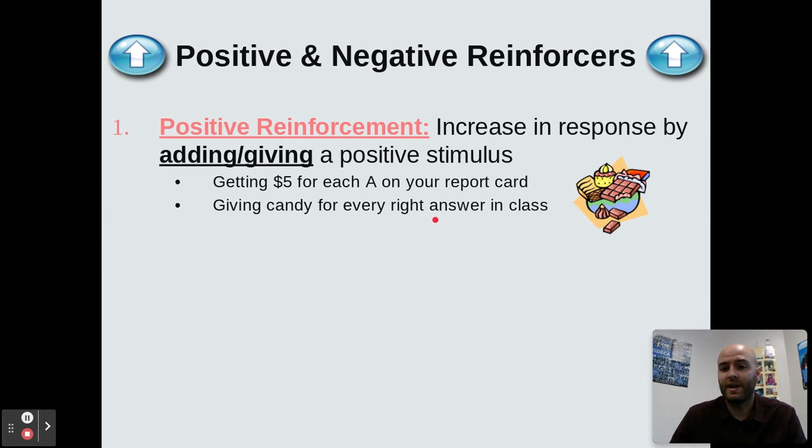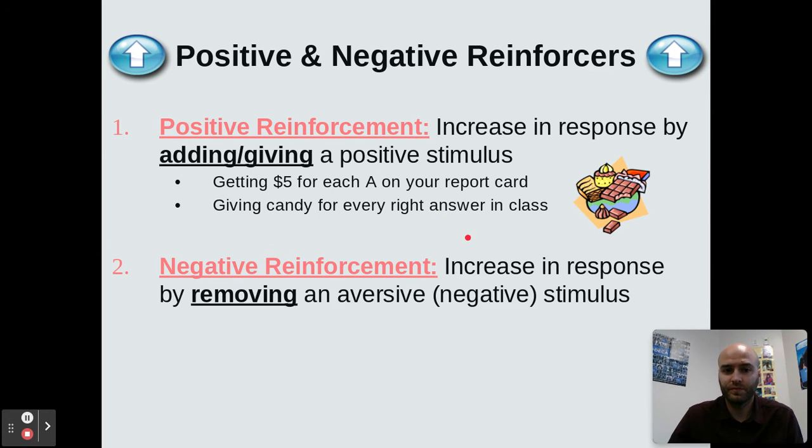Giving candy for every right answer in class. If I tossed out candy bars, some people would be more likely to answer, right? Because they're getting reinforced for it. Then you have negative reinforcement. This increases a response by removing an aversive or negative stimulus. Okay? Just a reminder, reinforcement is always trying to increase a behavior.